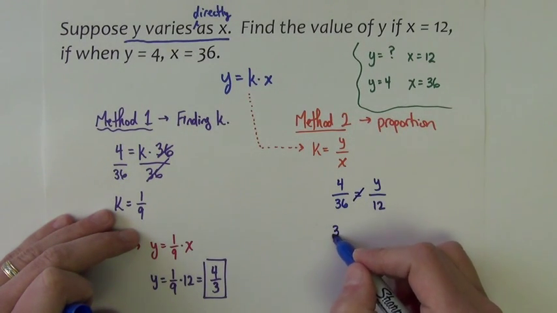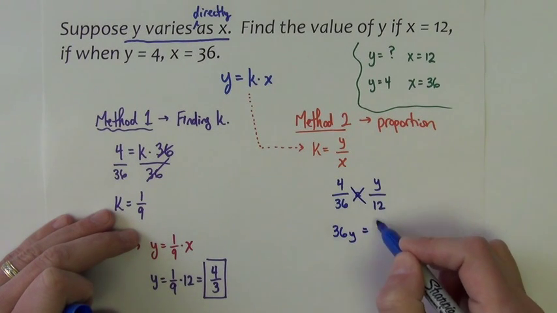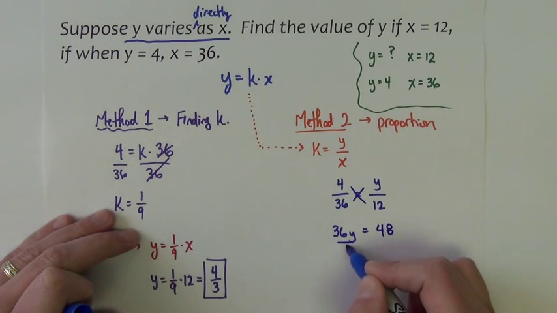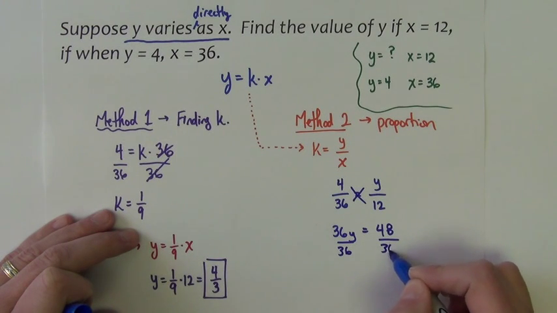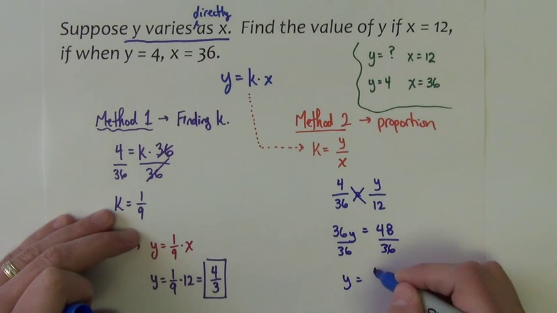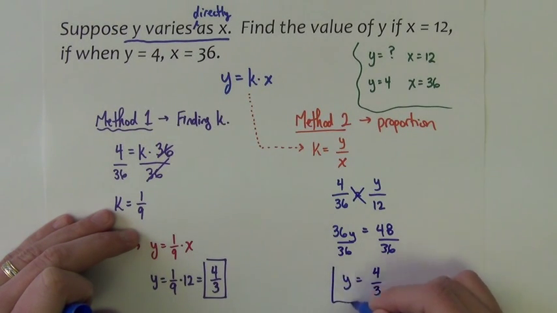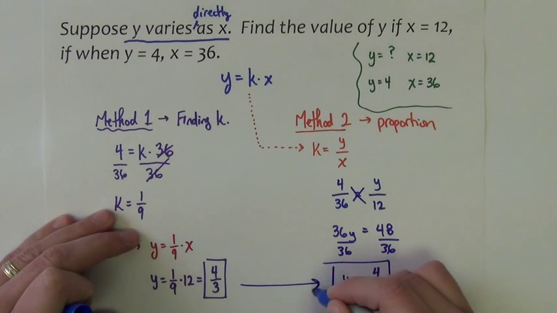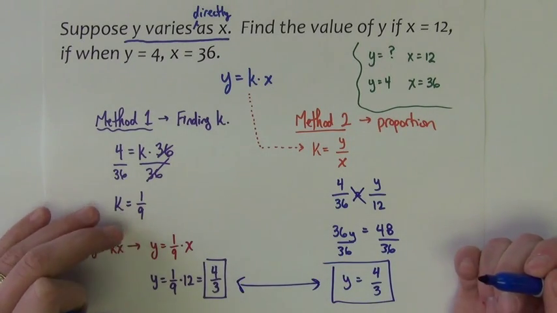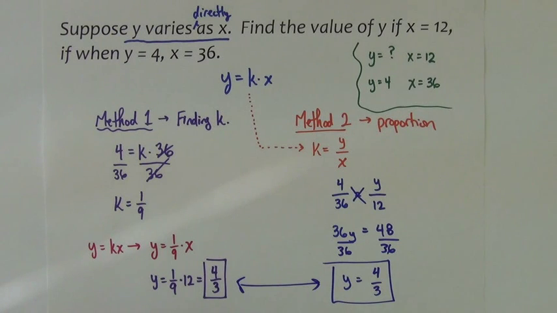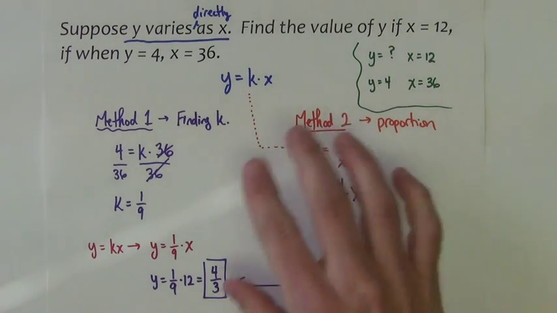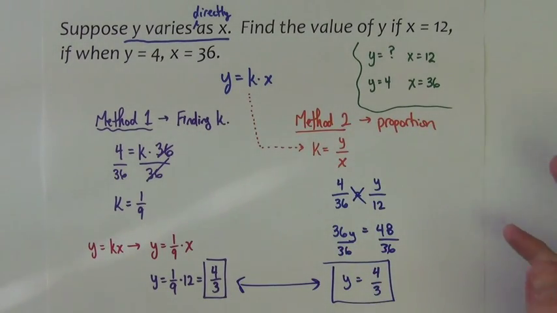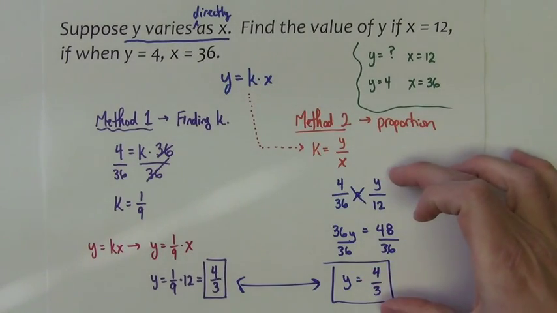This is 36y equals 48. I divide both sides by 36. The fraction reduces to 4/3. And you see, either way, I got the same answer. Unless I'm asked to find the constant of variation, I generally prefer to do this method 2. It just takes the constant out and we don't have to worry about it. It's more of a direct approach.